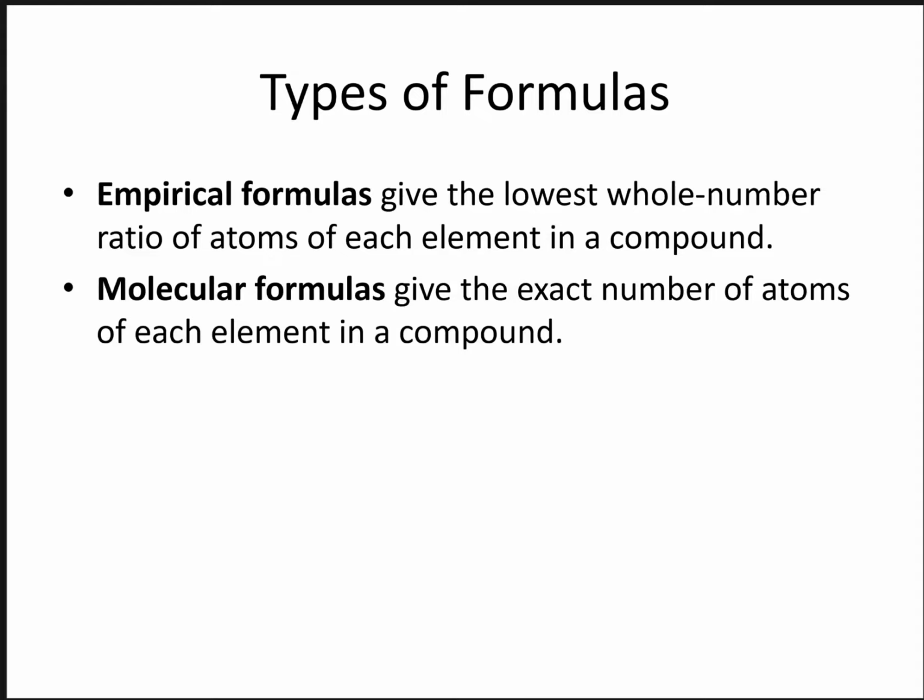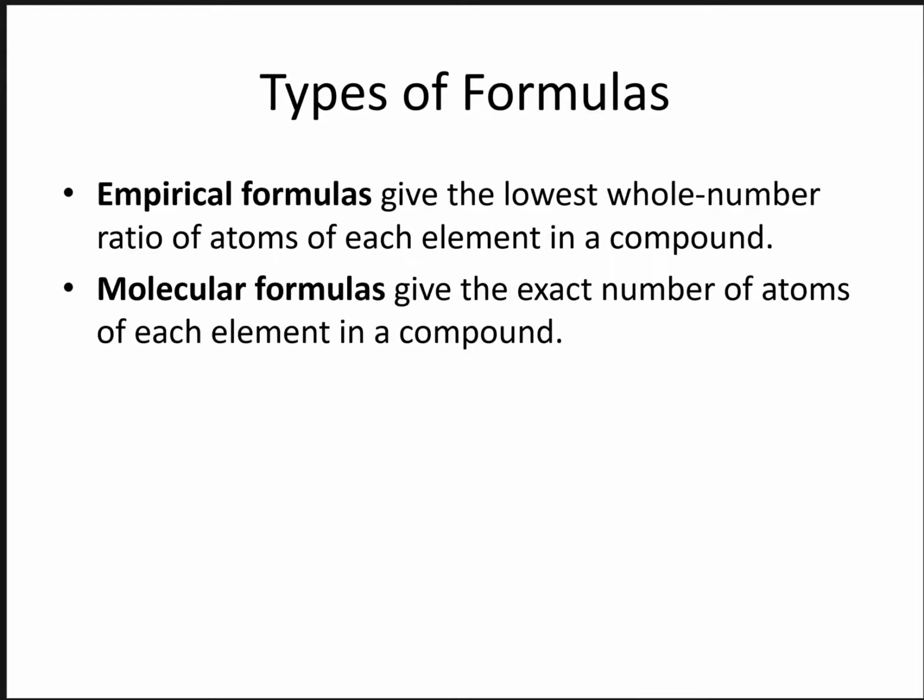Molecular formulas, on the other hand, give the exact number of atoms for each element in a compound. And these are reserved for molecules, like the name implies, because molecules are formed mostly from nonmetals. It's pretty rare to have a metal in a molecular formula, so for this class, we're just going to ignore those particular molecules. We won't see any of those. So molecular formulas have the exact number of atoms in them. They don't represent a ratio. They actually tell you how many atoms of each element are present.